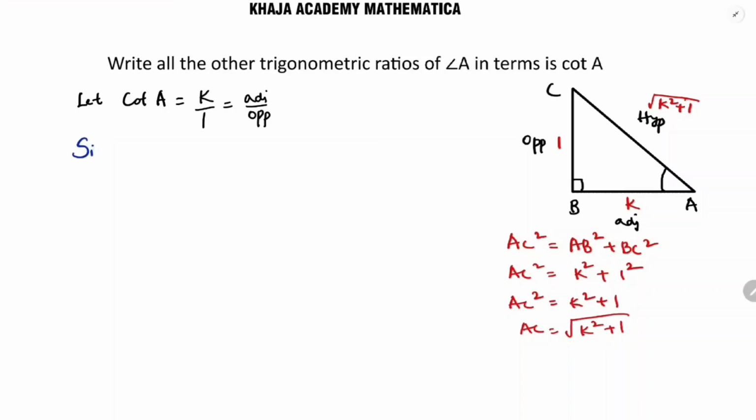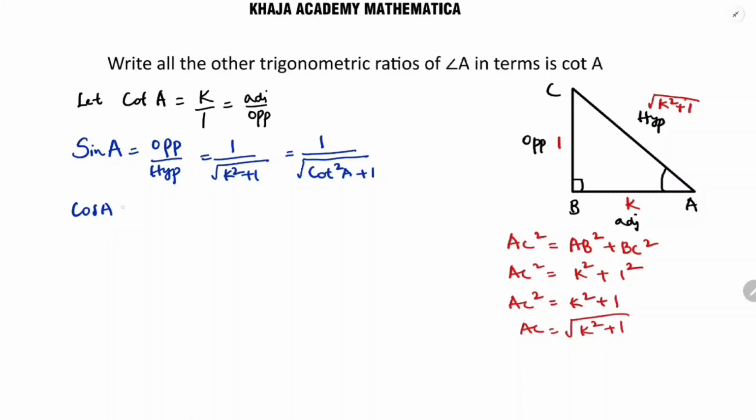First I'll take sin A, which is opposite by hypotenuse. Here opposite is 1, hypotenuse is under root k square plus 1. So wherever it is k, just write cot A. So 1 by under root cot square A plus 1. Next, cos A. The ratio is adjacent by hypotenuse. Adjacent is k. Hypotenuse is under root k square plus 1. In place of k, cot A by under root cot square A plus 1.